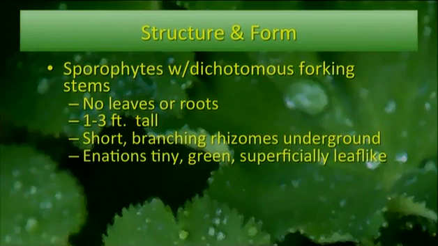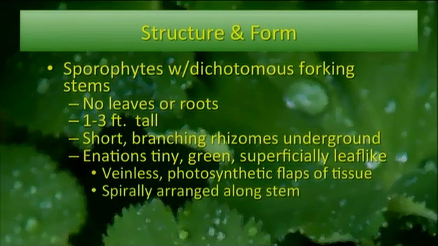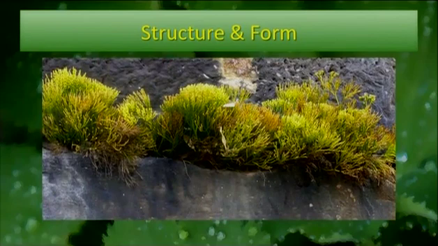They have these tiny green, superficially leaf-like structures called enations. These are veinless, because one thing that a leaf has is veins. So they are veinless, photosynthetic flaps of tissue, and they're spirally arranged along the stem. Look at that, aren't they beautiful? I'm sure some of you are acquainted with whisk ferns. You probably have them growing in your pots of potted plants at home, or have seen them growing on trees like that.